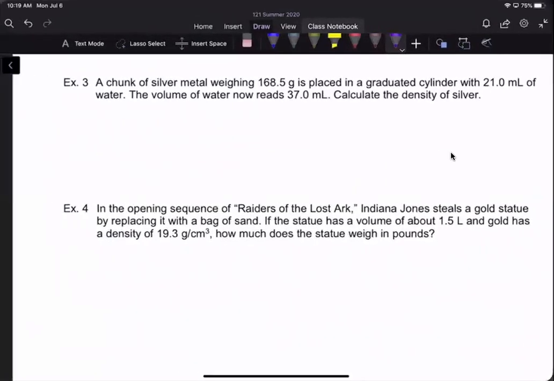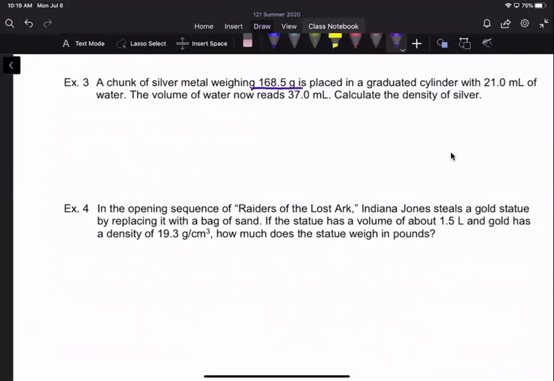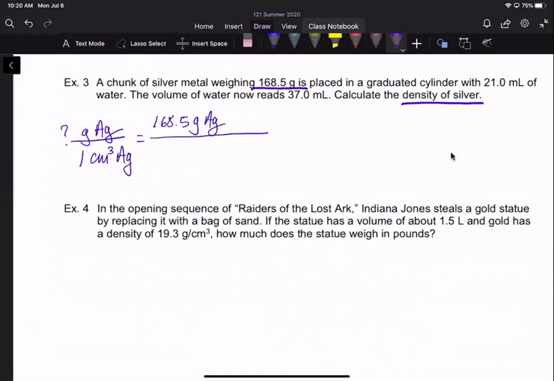So here we have a silver medal, and we're looking for the density. Density is how many grams of silver in 1 centimeter cubed of silver. So I have 168.5 grams of silver, and now down here I need to put the volume of just the silver to get the density of the silver. So what have we got?